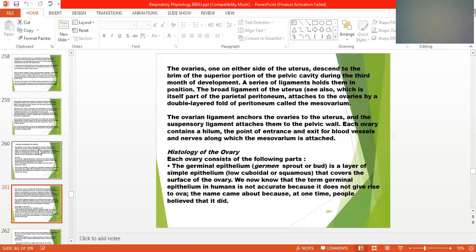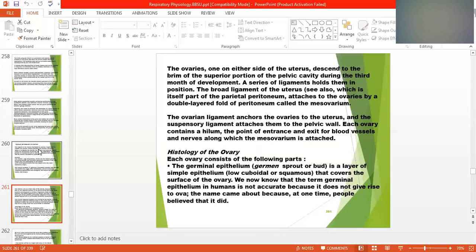A series of ligaments hold them in position. The broad ligament of the uterus; actually the uterus is shaped like a surahi, a pitcher, but inverted, the base up and the mouth pointing down. The broad ligament of the uterus is itself part of the parietal peritoneum. These are the ropes which hold the inverted pitcher so it does not fall down. If it falls, what happens? We call it prolapse. It is called prolapse of the uterus.